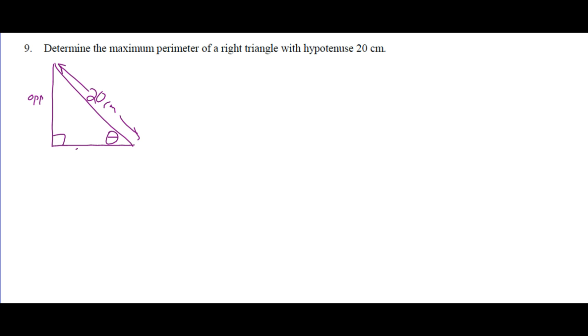Well, no, because we can't use Pythagorean here. We don't know that, but we can do it in terms of theta. So sine theta is opposite over 20, which means that the opposite side is 20 sine theta. So what's the adjacent side? By similar reasoning, 20 cos theta, right?